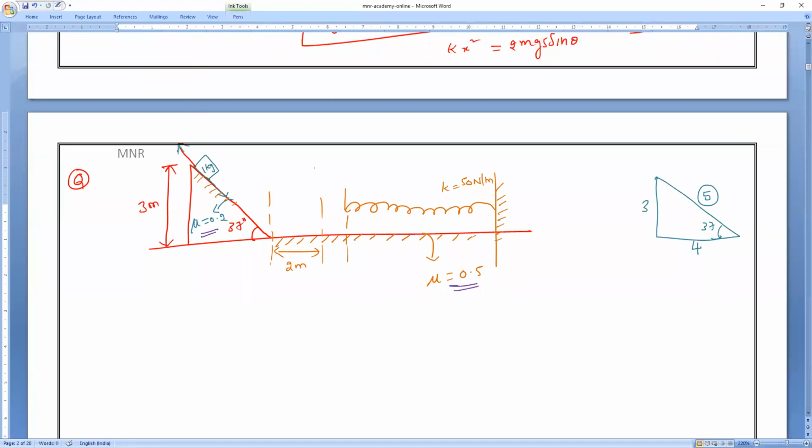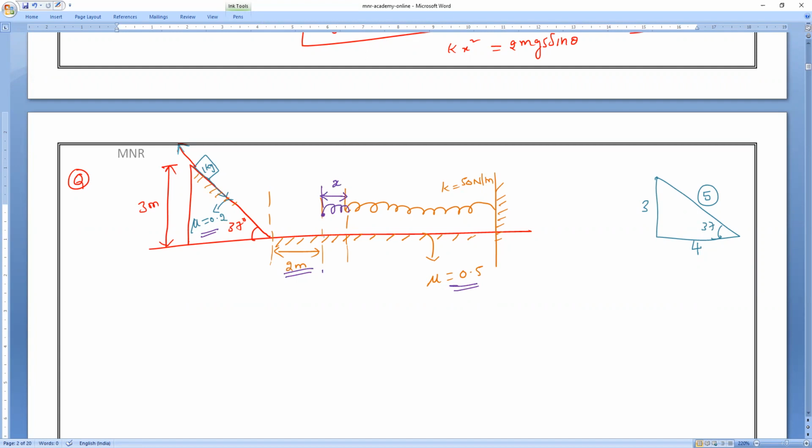Now this body will start sliding, it will travel this 2 meter distance, and it will also compress this spring. The actual length is this much, the natural length is this much, and it has been compressed this much, from this point to this point. Clear? So that is what we have to find: how much is the x it makes? If you solve this question, you will understand 90% of the concept.